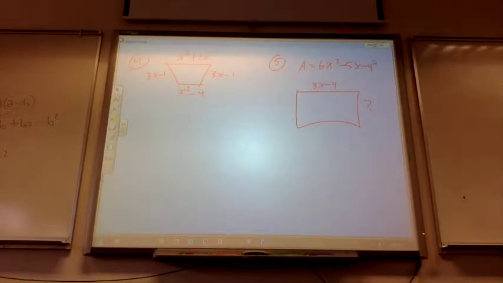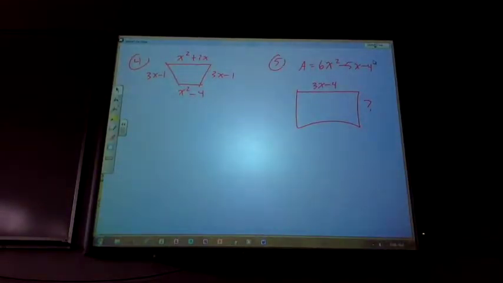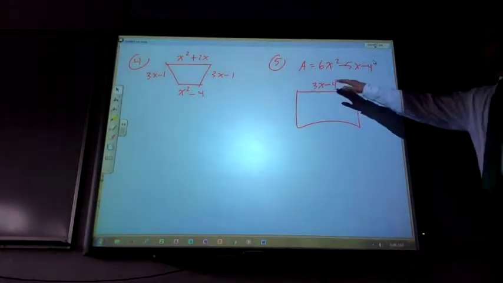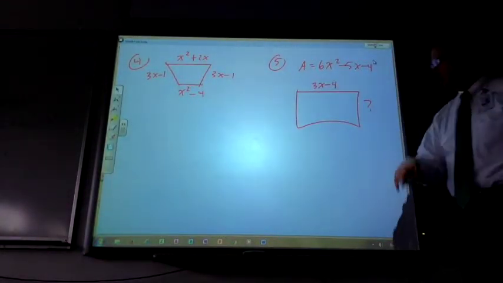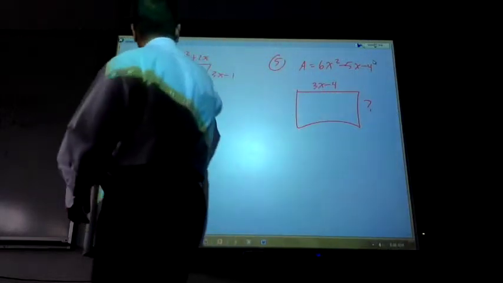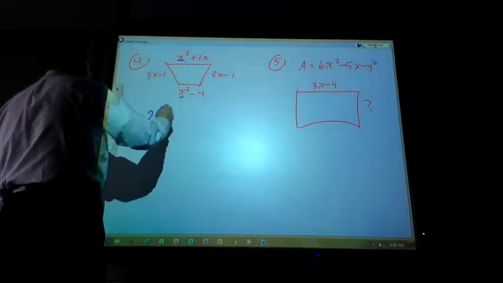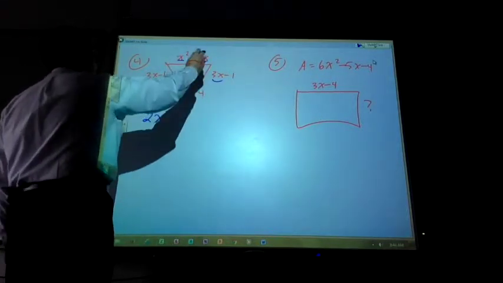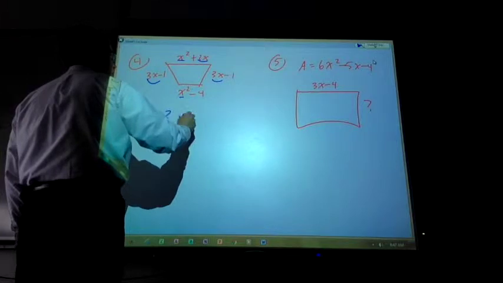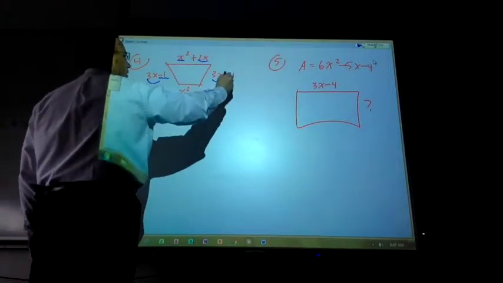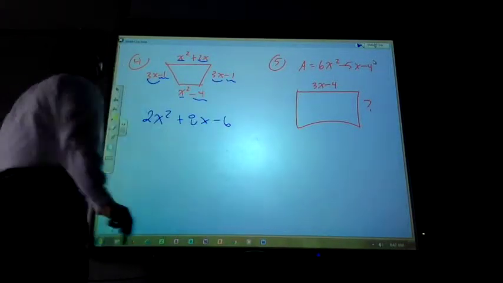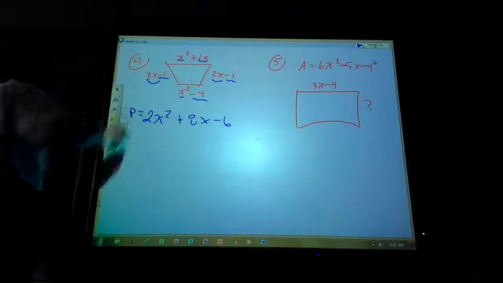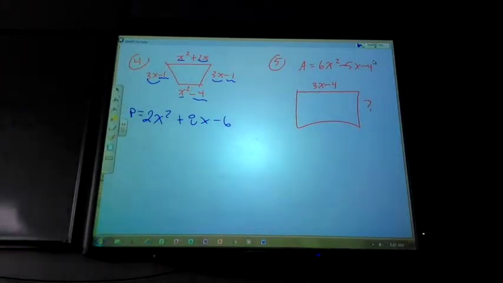Number 5, they gave us one side, and then they gave us what the area is. In order to get the two sides, you'd have to multiply two sides together. So it's this times some other side. So this is actually one of the binomials. So this first one, we'll combine all the x squareds. And then your x's. So 5, 8x. And then your constants. So that's what the perimeter of this problem is. Okay, if you write P equals, cool. If you don't, cool. Not a big deal.